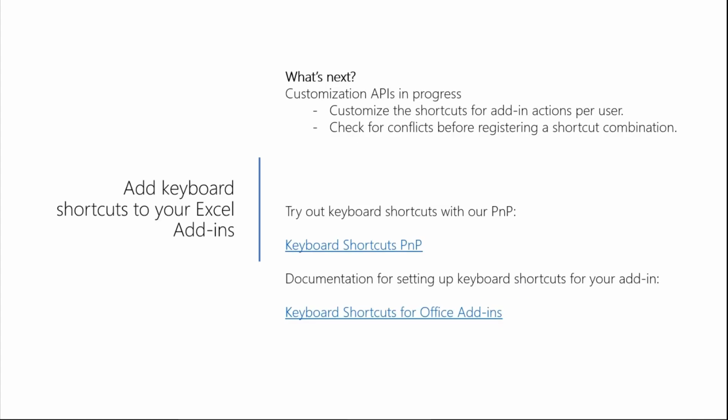All right, so that's mostly the updates that I have for keyboard shortcuts. So what's next? We are working on some customization APIs. So this will essentially allow you to customize those shortcuts that you registered for your users after the add-in is running for the user. So if you have some kind of role-based user model, so you have admins or other users that use different shortcuts, you can customize those shortcuts during runtime after the user has already started the add-in. So this is something we're working on right now.